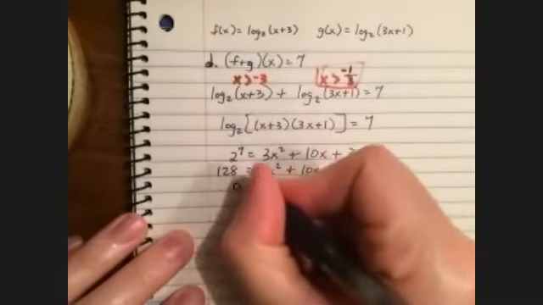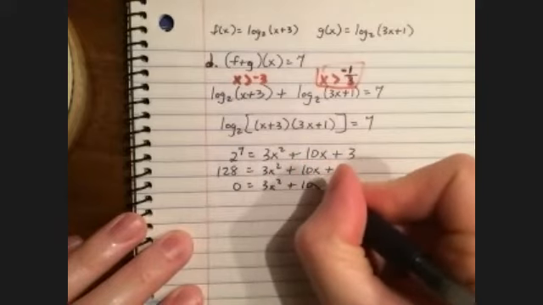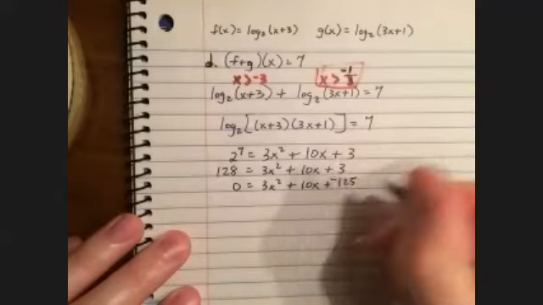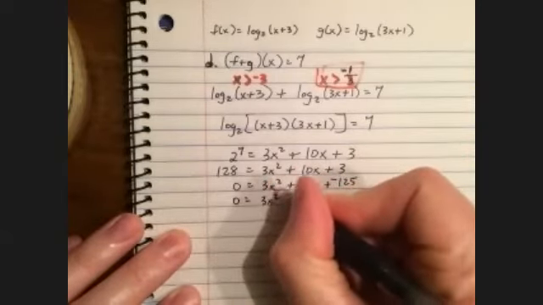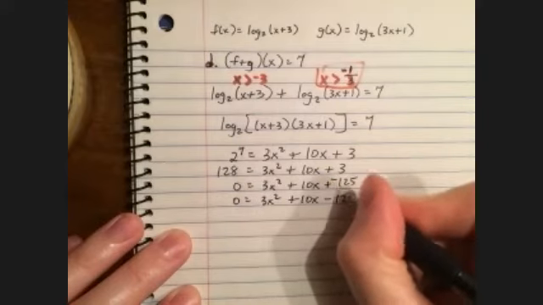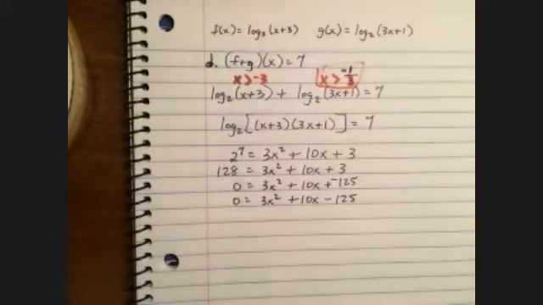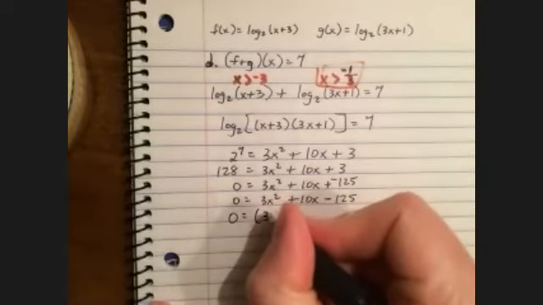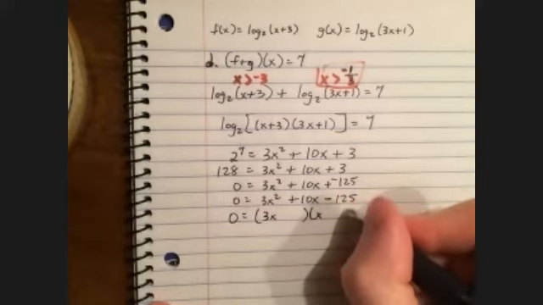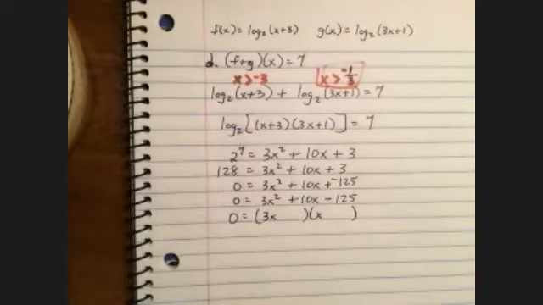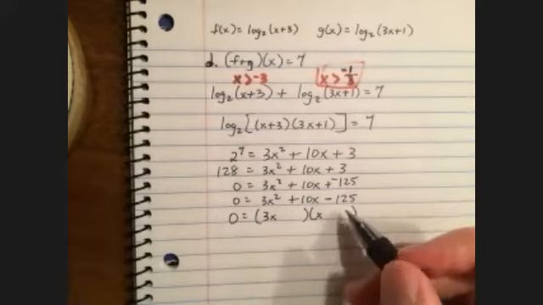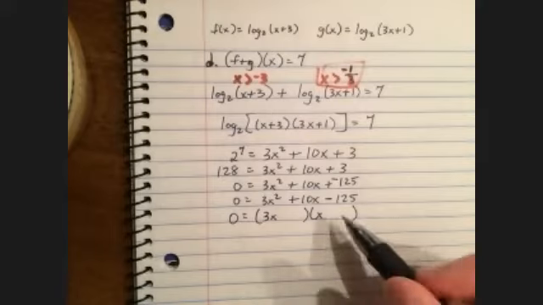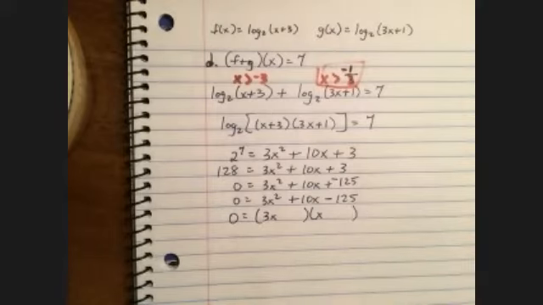So we'll get that equal to 0. Subtract your 128 over, so it'd be negative 125. Let me rewrite that, sorry. So 3x squared plus 10x minus 125. Now we're looking to factor this, if we can. So now we have a 3x and we have an x. So we're just looking to see what we can multiply here to get these. We know 25 and 5 would give us 125.